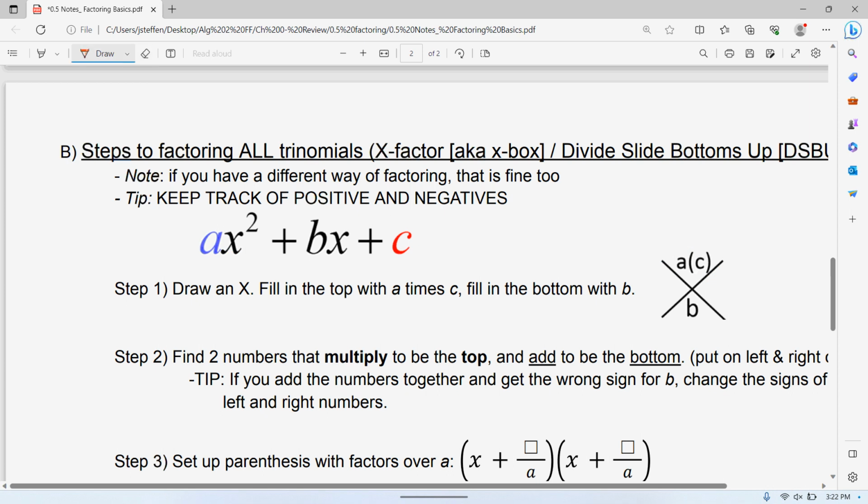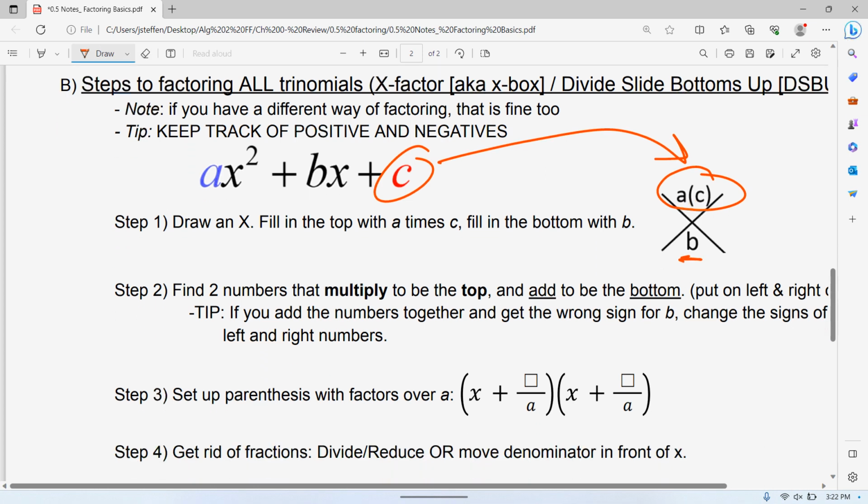My first step is to make this x. And in the top of the x is always your first number times your last number. Now, just like I said, do not just put your last number there. I know some of you guys are going to do that because when your first number is not there, all you do is put your last number in. But that's a bad habit to get into. And the middle number is your bottom number. So this B is the bottom. Once you have that, this is the hard part.